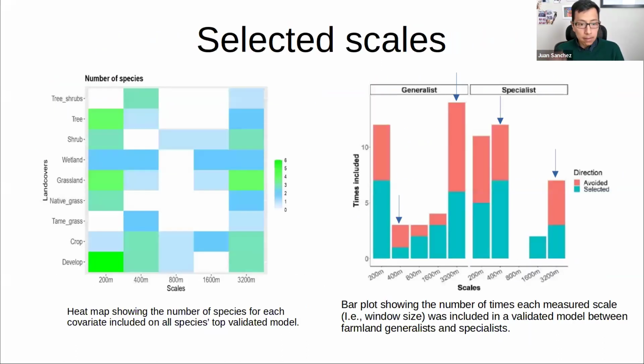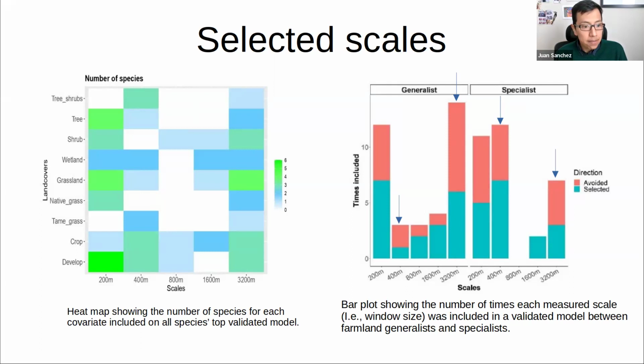All right. So what were my results from this modeling process? First, in this graph, I'm showing you the number of species that selected a certain land cover and a certain scale. In the X axis, you will see the scales, and in the Y axis, you will see the land covers. And the colors are showing the number of species that include the covariable between land cover and scale in their model.